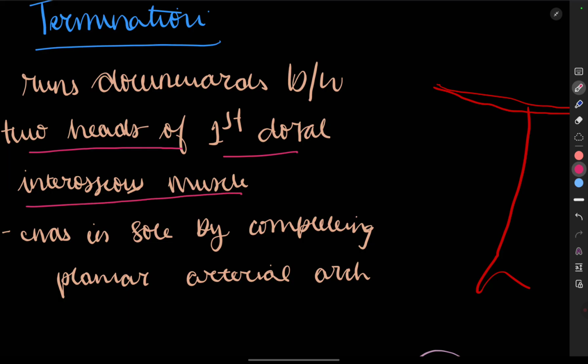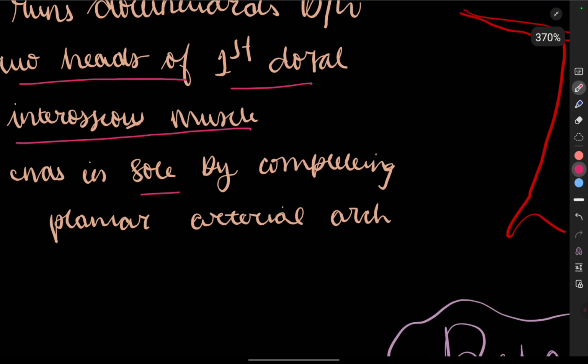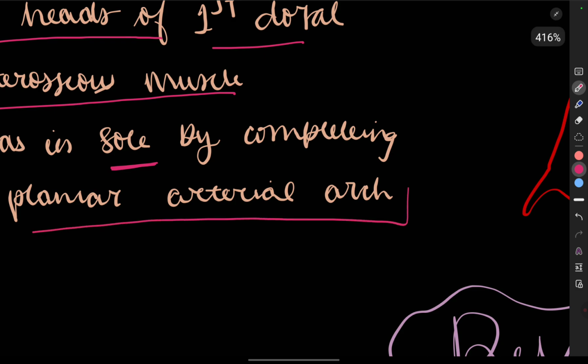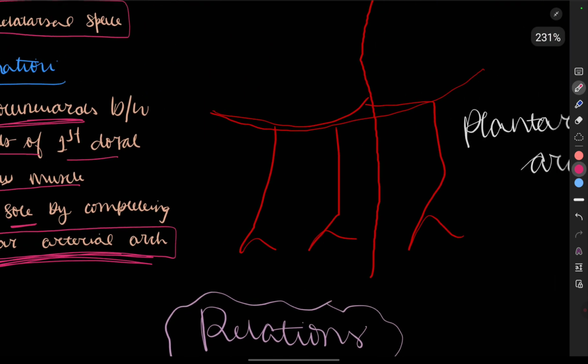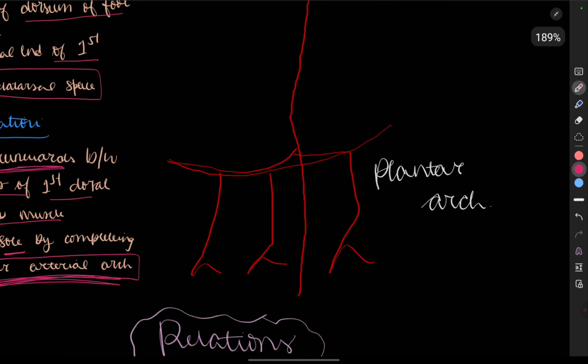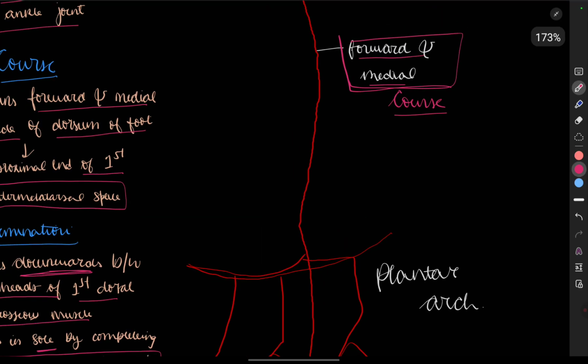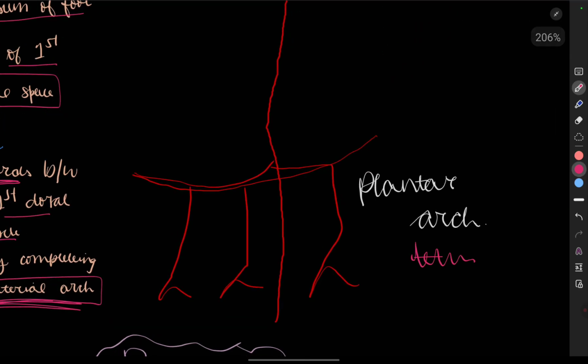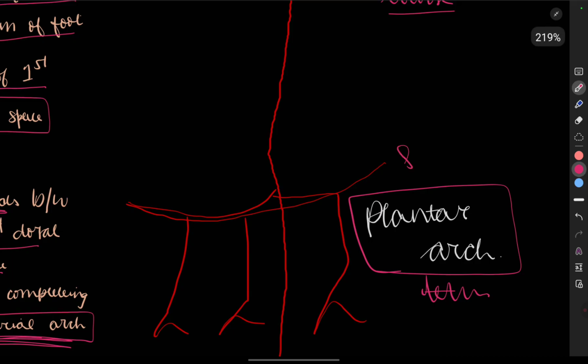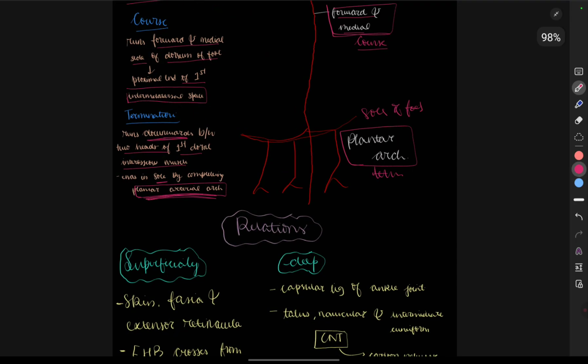So there is a muscle with two heads, and it passes between them and ends in the sole, the termination, right? It ends in the sole of the foot, not the dorsum of the foot. If it is going downward, then it is going to the sole, right? By completing the plantar arterial arc. We'll see it in this video itself. So this is the termination by the plantar arc in the sole of the foot. This is the beginning, course, and termination of the artery.